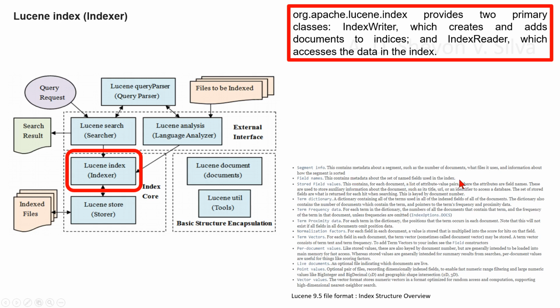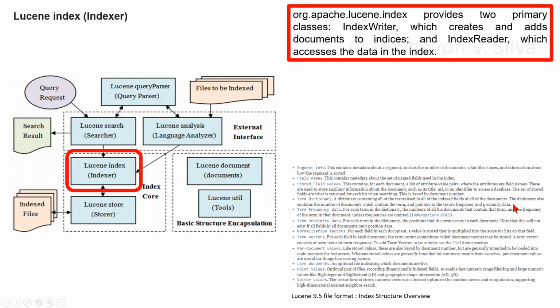Field names. This contains metadata about the set of named fields used in the index. Stored field values. This contains, for each document, a list of attribute-value pairs where the attributes are field names. These are used to store auxiliary information about the document such as title, URL, or an identifier to access databases. The set of stored fields is what is returned for each hit when searching. This is keyed by document number.